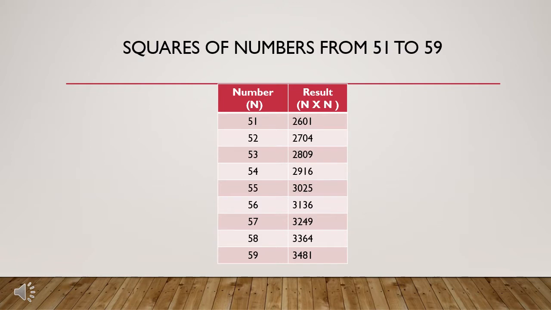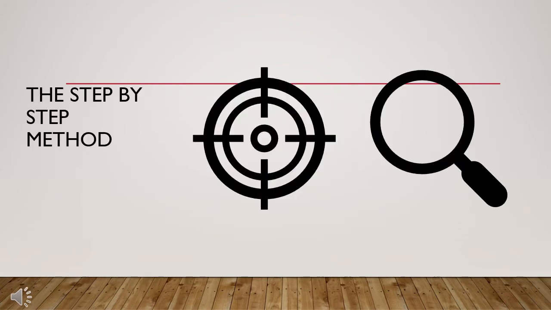So here is a two-column table in which the first column is a number and the second column shows the result. Now we will discuss how we can obtain this result very easily. We can get our results in 4 simple steps. Let us discuss these steps in detail.